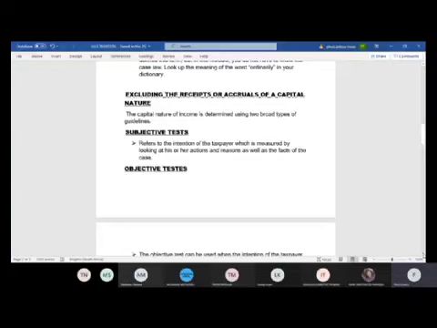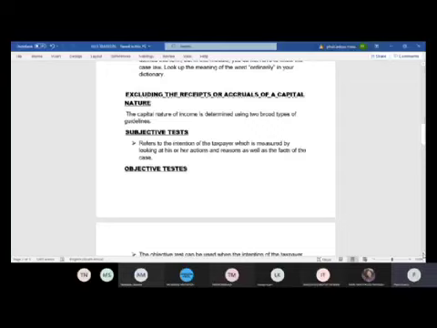I don't expect you to actually understand that, and in an exam I've never seen them test you on receipts or accruals of a capital nature, because it's always confusing for students. You need quite intense reading. So if you do have a textbook, for your own knowledge, you can visit that.